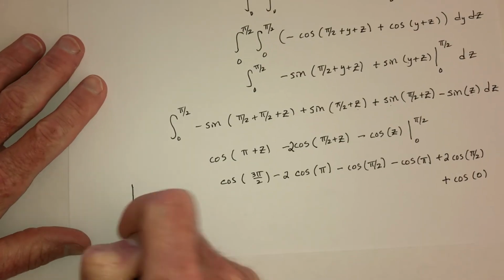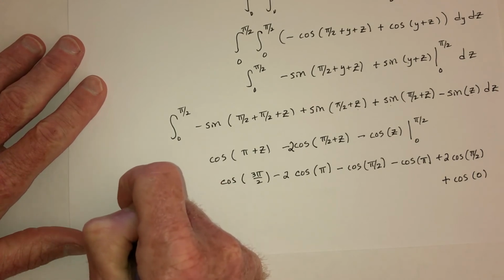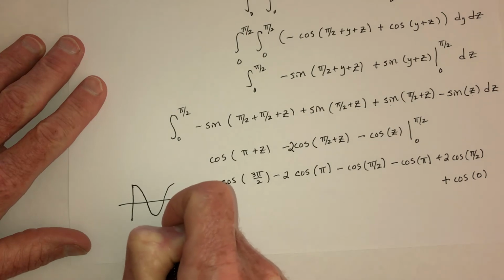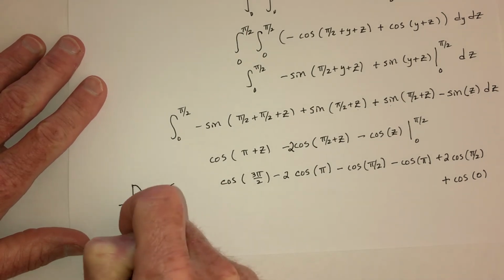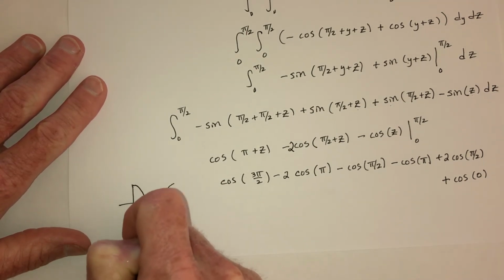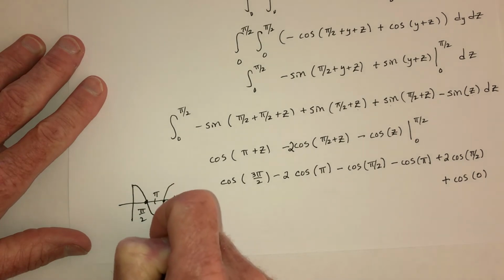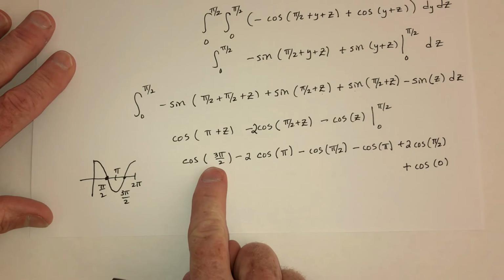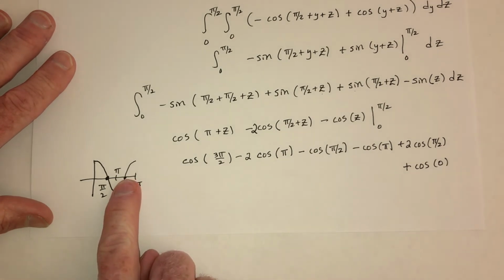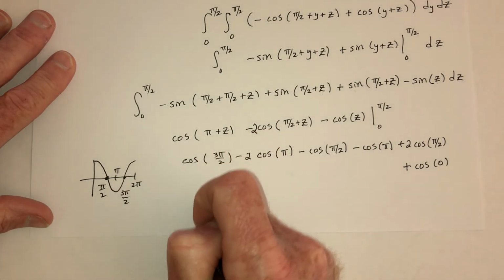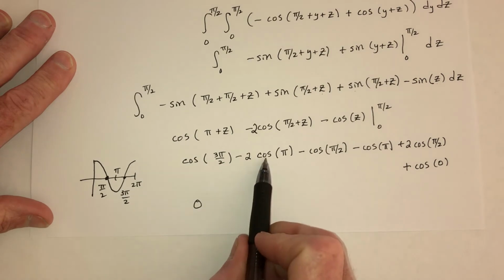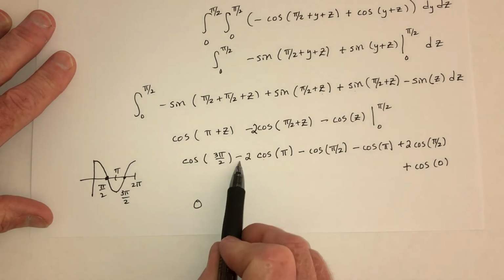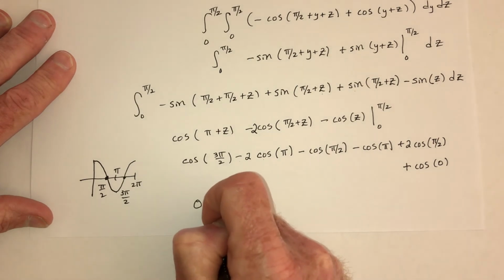So I guess I could use a calculator, but I could also use, here's the cosine graph. This is 2 pi. This is pi. Right here's pi over 2. And right here is 3 pi over 2. So cosine of 3 pi over 2, that equals 0. Cosine of pi, that equals negative 1. So this is going to be negative 1 times negative 2, so that's going to be a positive 2.